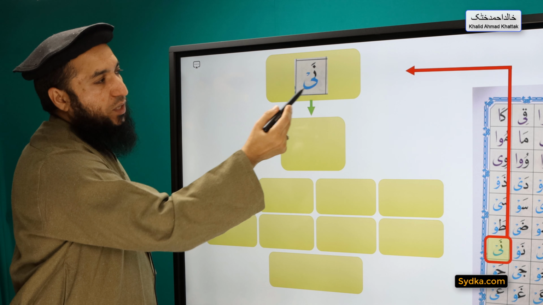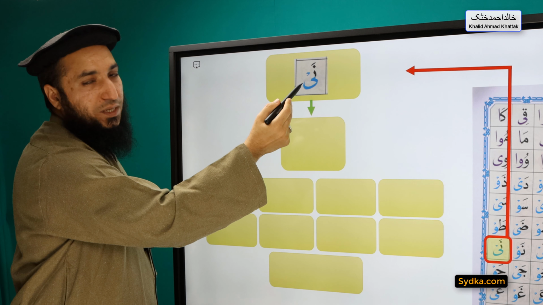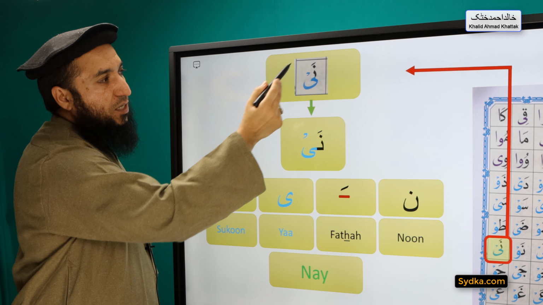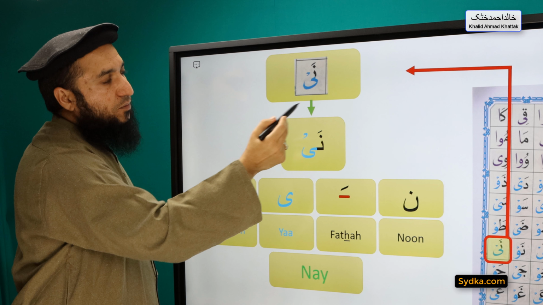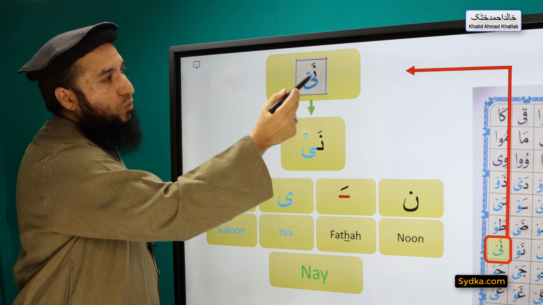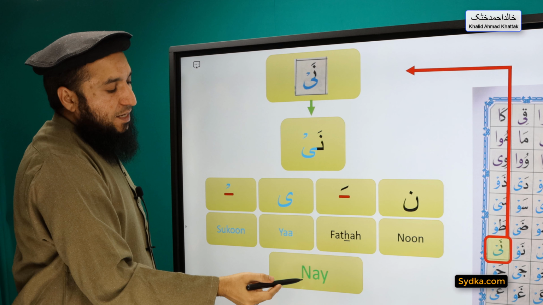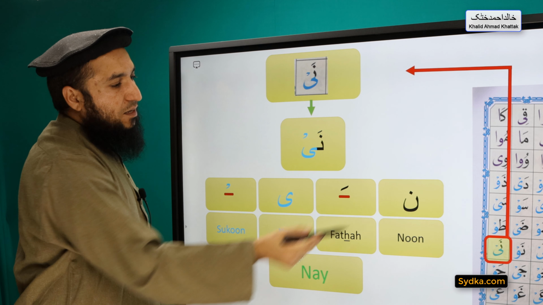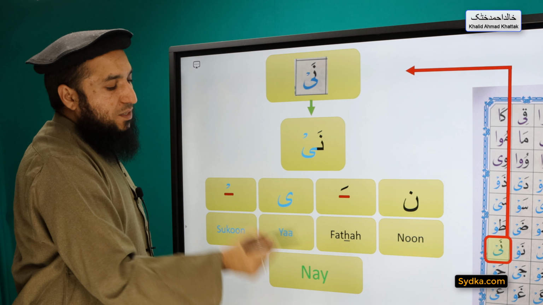So the next syllable we have is Noon Fatha Ya Sukoon Nay. Noon is a light letter, it has Fatha on top of it, it is followed by Ya, and Ya has a Sukoon. Noon Fatha Ya Sukoon Nay.